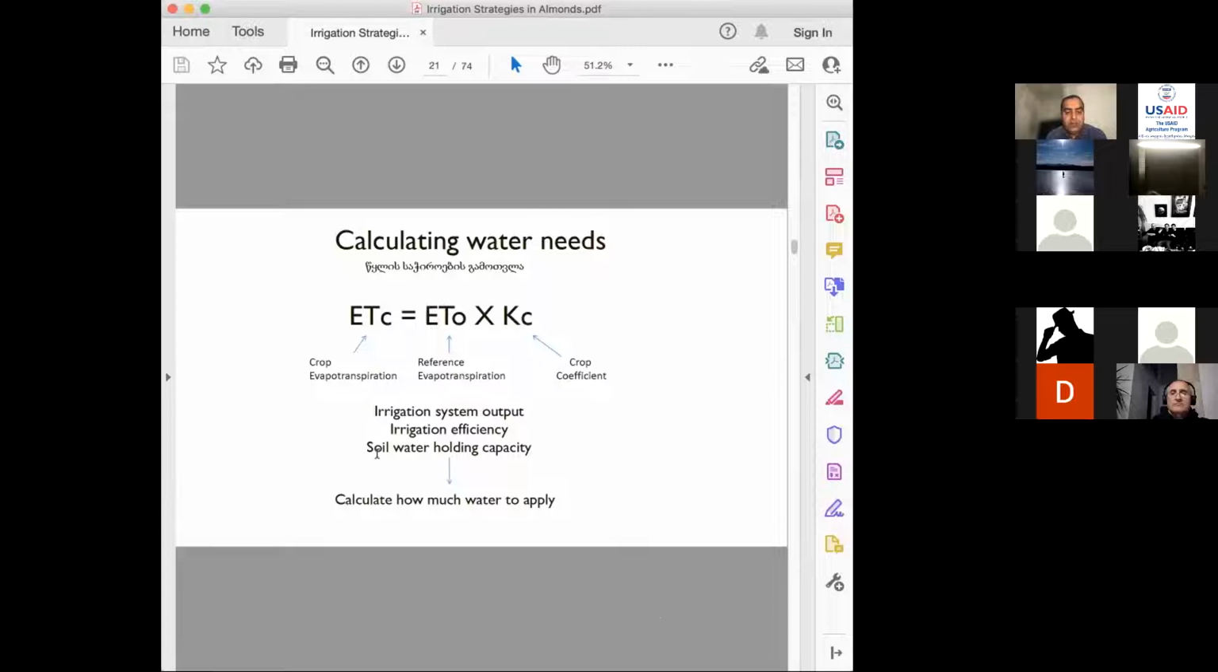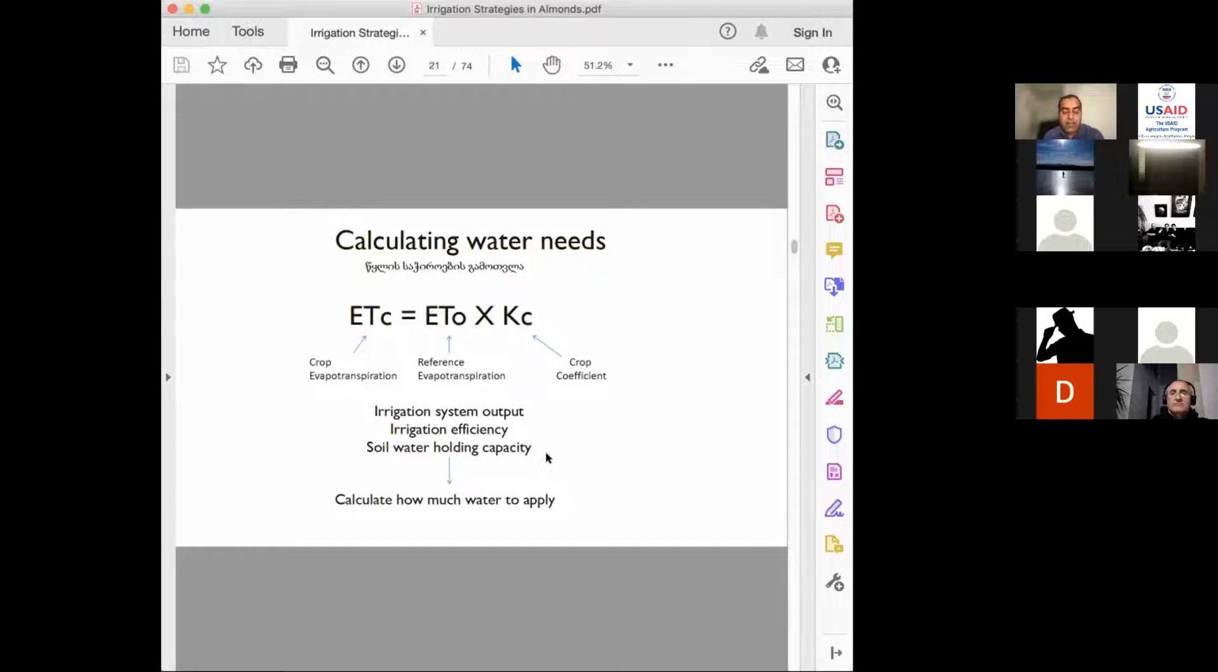You need to know your soil's water holding capacity in the next step, because now you came up with the amount of water that you need to apply to your trees. How do you schedule that water over several days? For example, if you want to apply half a megaliter this week per hectare, how do you distribute that half megaliter?